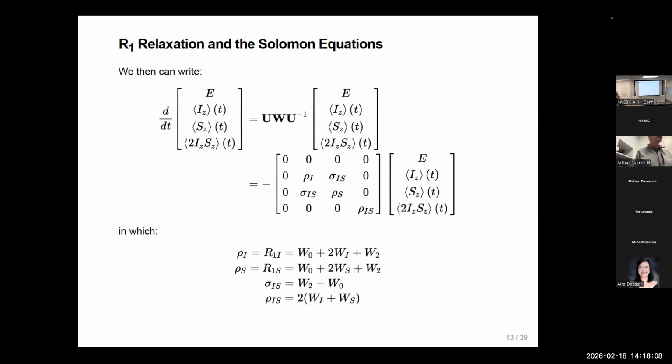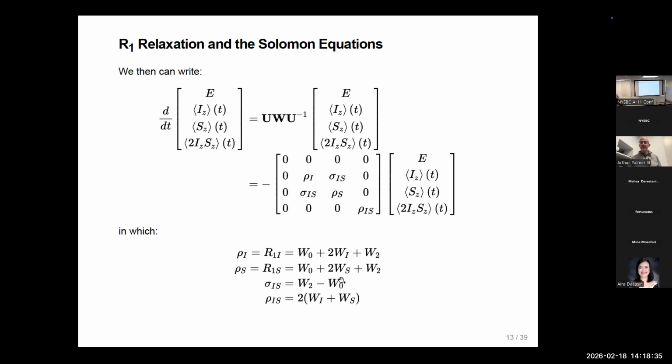Or it could be two different relaxation mechanisms, for example, chemical shift anisotropy and dipole-dipole interactions. And that leads to Prosy effects. But for now, we don't have that here. We just have R1 for the individual spins, and then a cross-relaxation rate constant here.